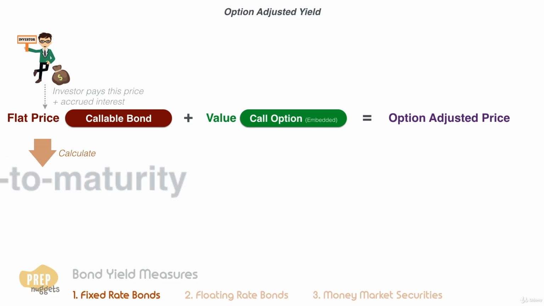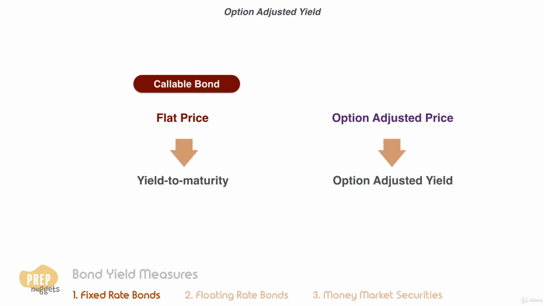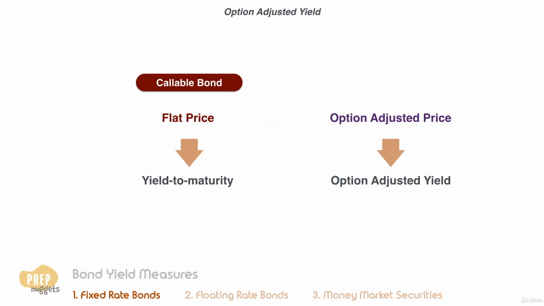The yield to maturity is based on its flat price. The option-adjusted price is just to calculate the option-adjusted yield. Since the value of an option can never be negative, the option-adjusted price for a callable bond will always be greater or equal to its flat price. This means that the option-adjusted yield will be less than or equal to the yield to maturity. This is consistent with reasoning, as callable bonds should have higher yields to compensate bondholders for the issuer's call option.